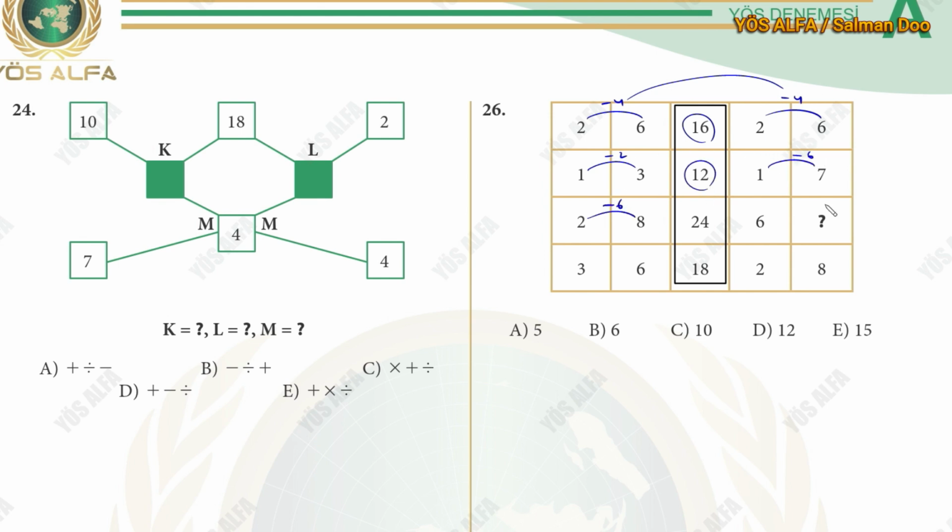So here, minus 6, and let's say this is x. So minus 6 times (6 minus x) should give us 24. Now let's simplify this. 6 minus x is equal to minus 4. From here we have x is equal to 10. So our answer is C.